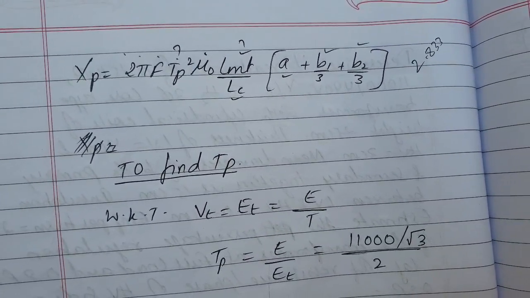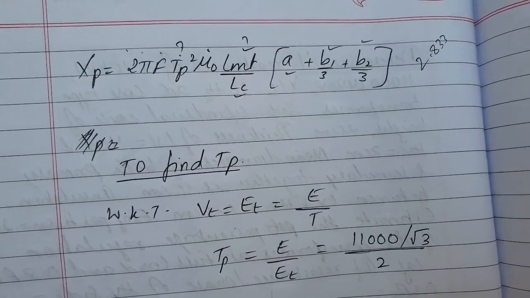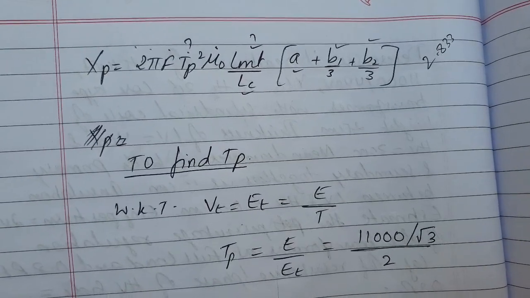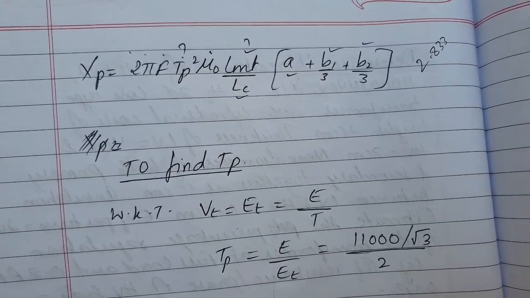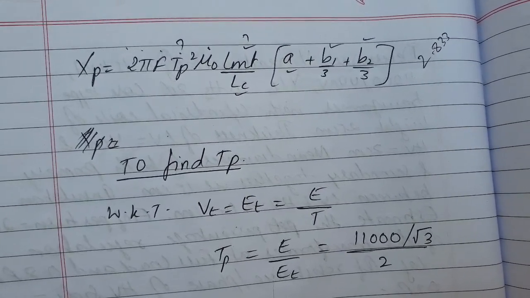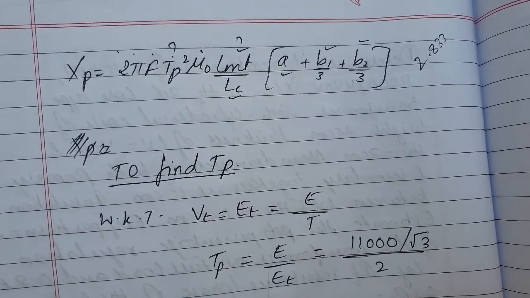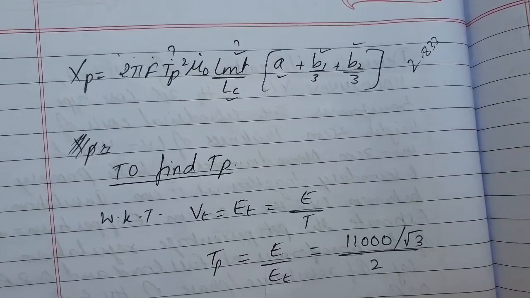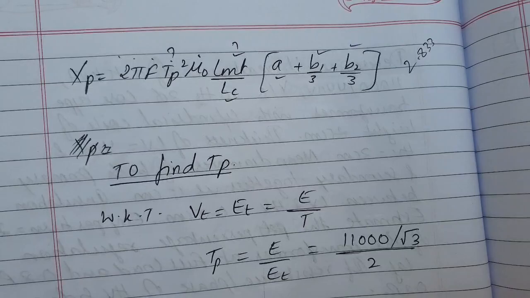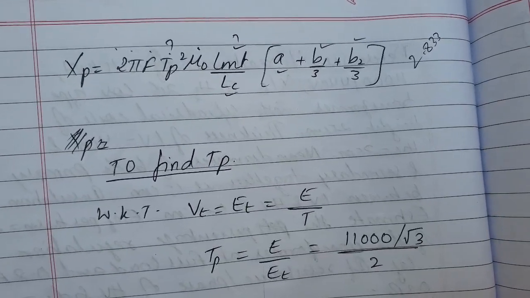So here 2 pi f all are standard. Then Tp, that is primary turns, is not given. Mu naught is 4 pi into 10 raised to minus 7. LMT is given, LC is given, A, B1 and B2 all are given. So let us find number of primary turns.